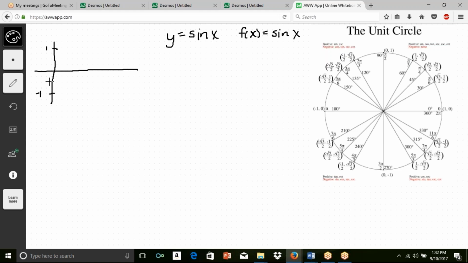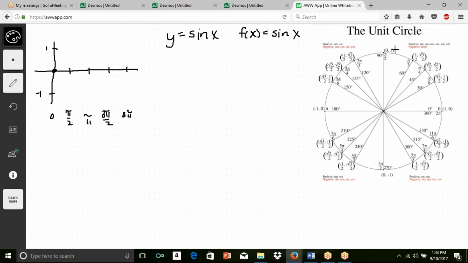So when we have this unit circle here, we know that using radian measure going around, we can go from 0 to pi over 2 to pi to 3 pi over 2 and to 2 pi. And we know at 0 radians, our sine value is 0 there. So we fill that in.